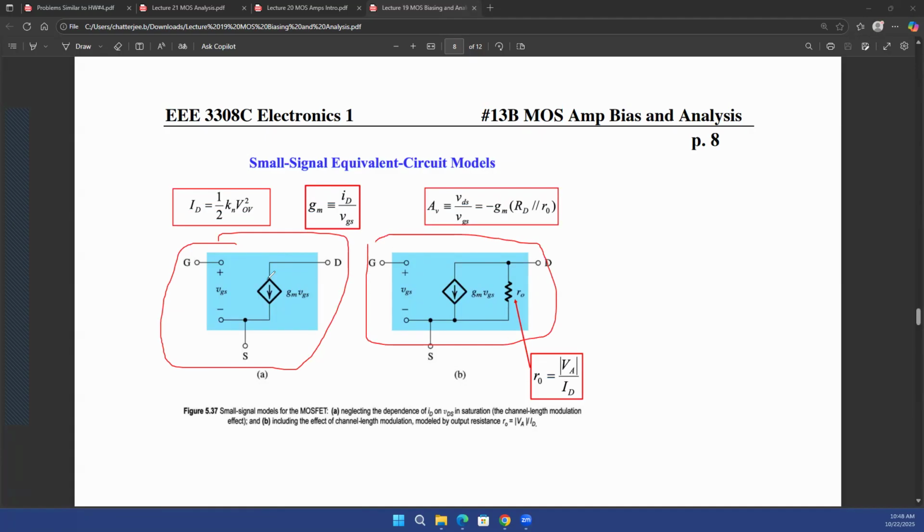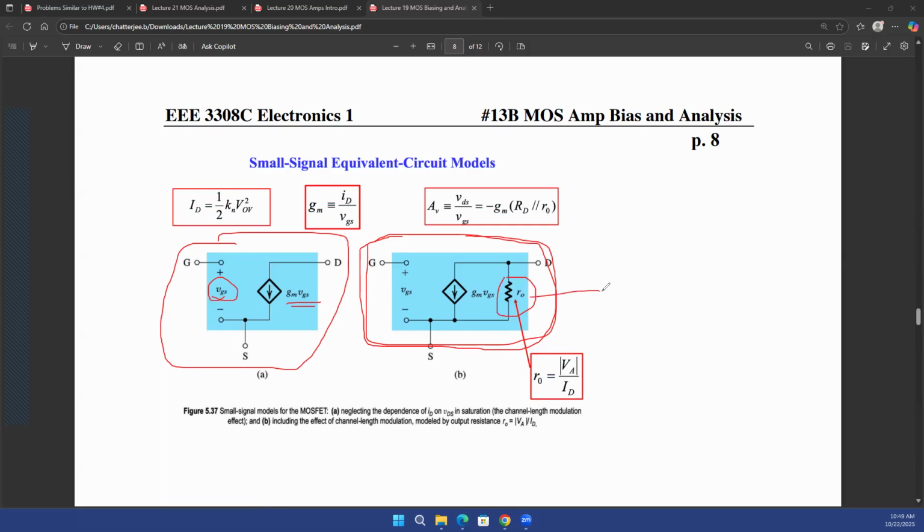In the left hand side scenario, you just have GM times VGS. So if you have an input voltage of VGS, or a small change in your input voltage, that's what you're representing with this lowercase VGS over here. Now GM times VGS will give you a small change in the output current, right? Because GM is the transconductance, multiply that with voltage, you'll get the output current. Also, the right hand side model is a little bit more complex than the left hand side one, where you are also taking into account the effect of RO.